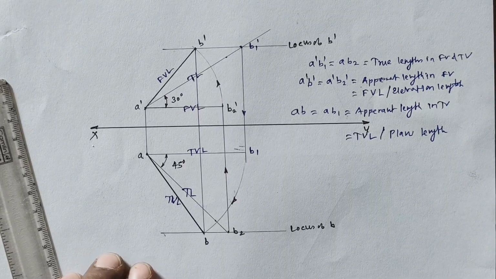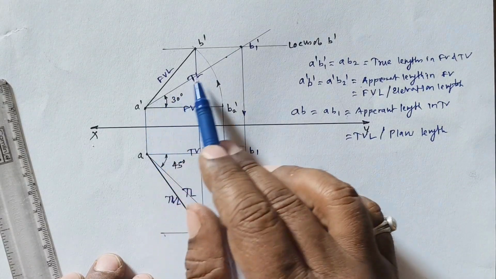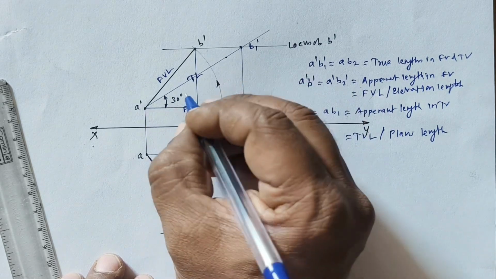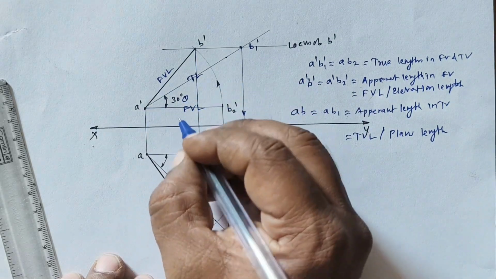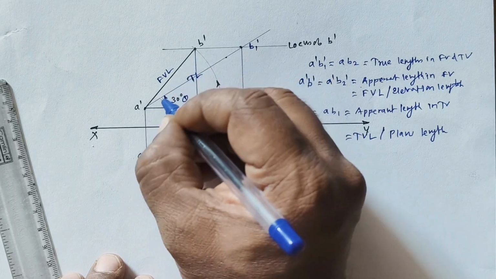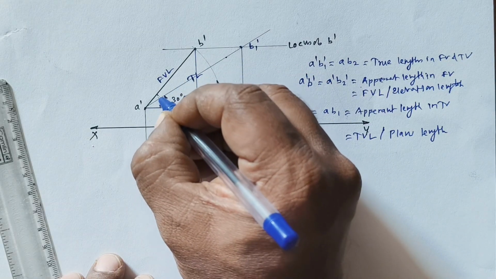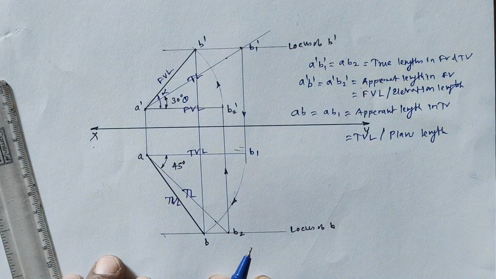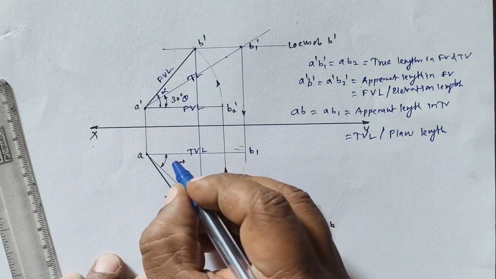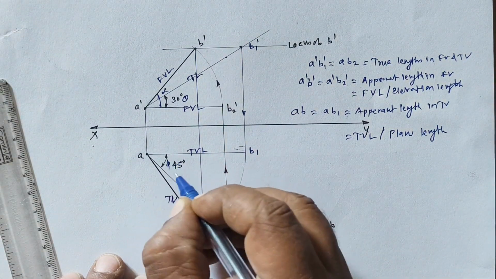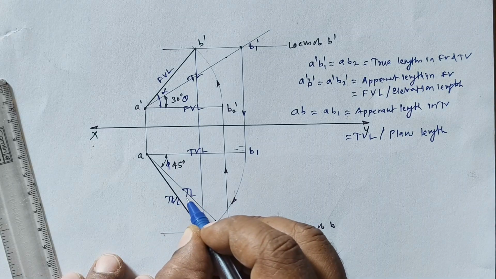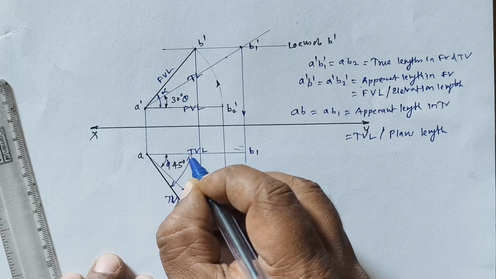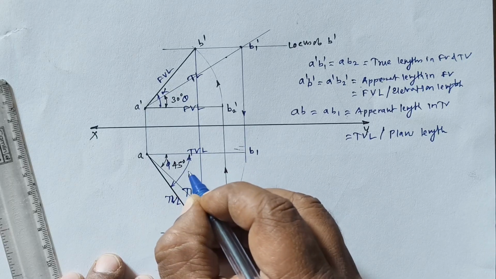Now there are some angles also. See, this is a true angle of the line in the front view. So this 30 degree is known as theta, whereas the inclination of this A dash B dash, this angle is known as alpha angle. That is the apparent inclination of the line with the HP. Whereas this 45 is known as phi. That is the true inclination of the line with the VP. Whereas this apparent inclination of the line with the VP is known as beta.